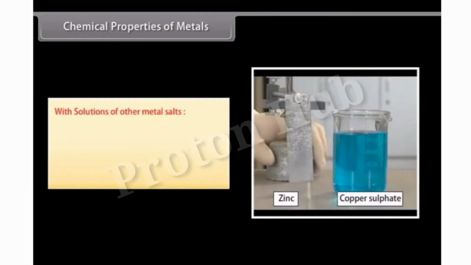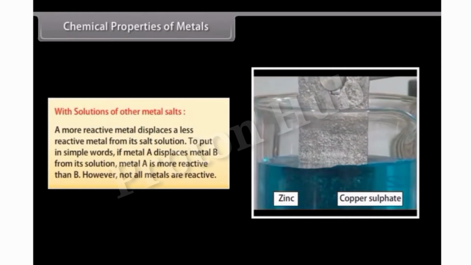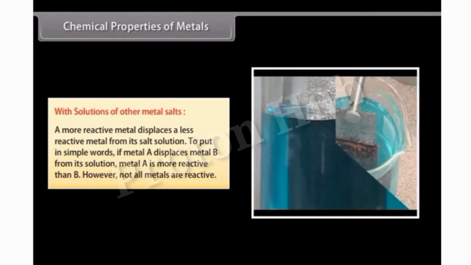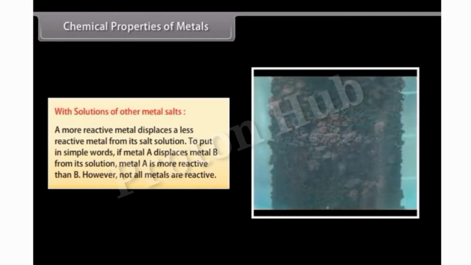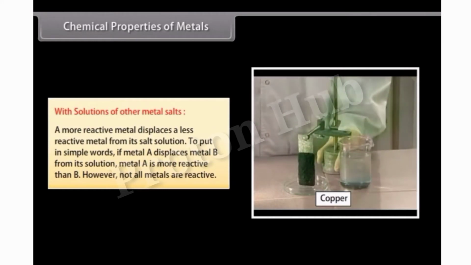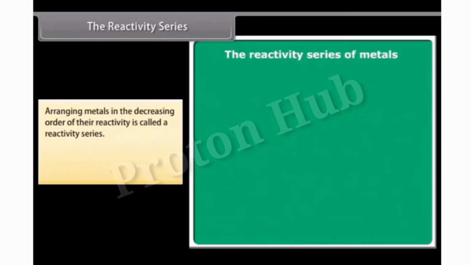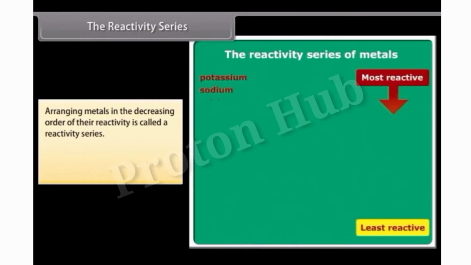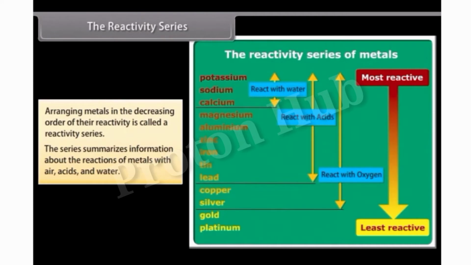With solutions of other metal salts. A more reactive metal displaces a less reactive metal from its salt solution. To put it in simple words, if metal A displaces metal B from its solution, metal A is more reactive than B. However, not all metals are reactive. In this reaction, the copper contained in the copper sulfate is replaced by zinc. The reactivity series. Metals being arranged in the decreasing order of their reactivity is called a reactivity series. It is used to summarize information about the reactions of metals with air, acids, and water.